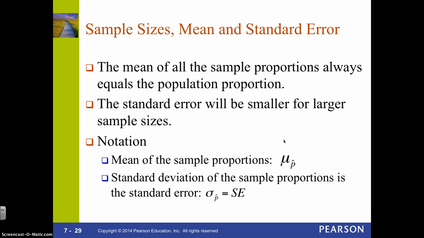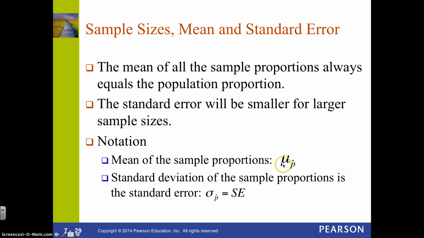Again, this is if you do simple random samples, and if you could actually do all samples of the same size from the given population. The standard error will be smaller if you have larger sample sizes. That should make sense because if you sample more people, you're getting more accurate results because you're covering more of the population. And here's that same notation that I've talked about.